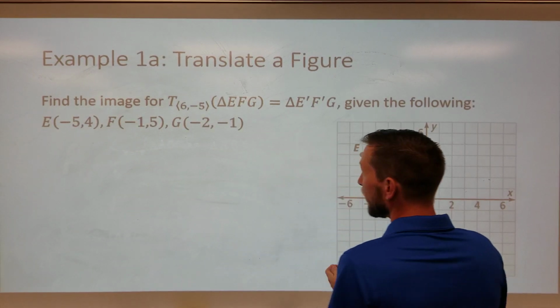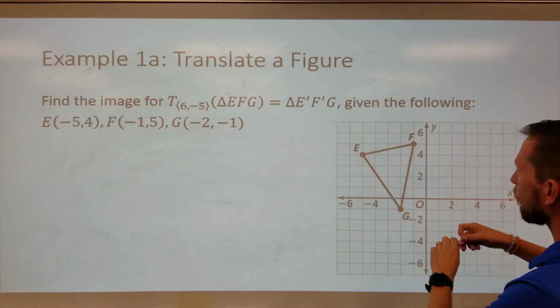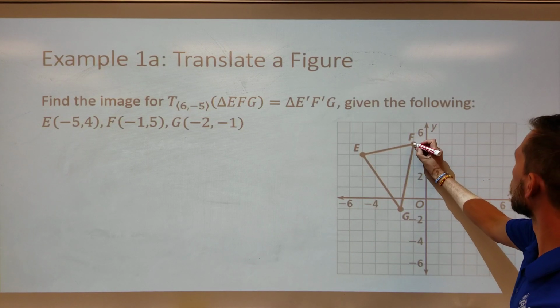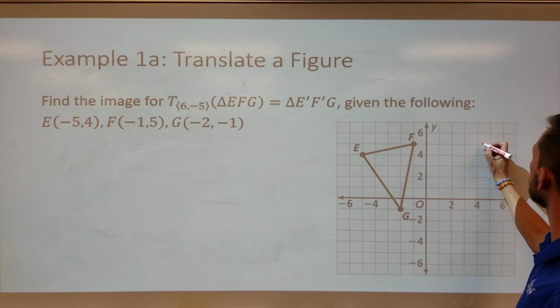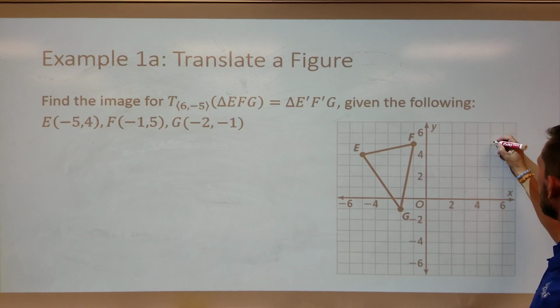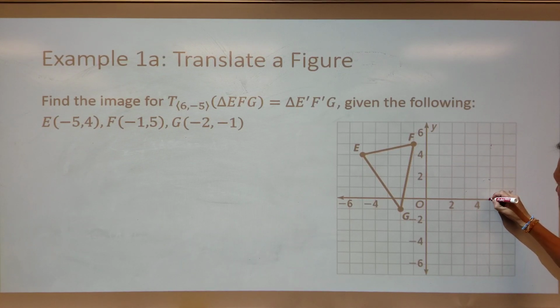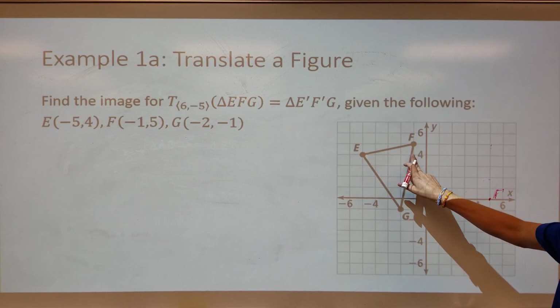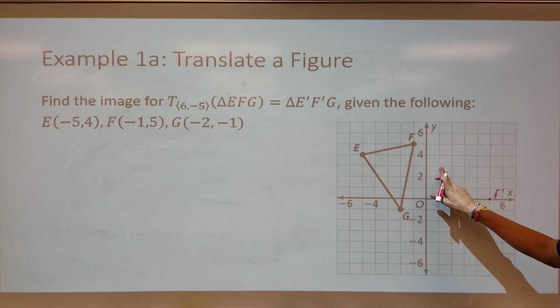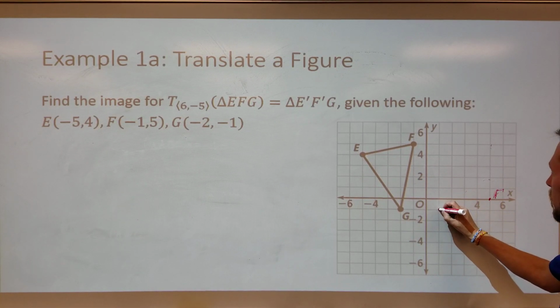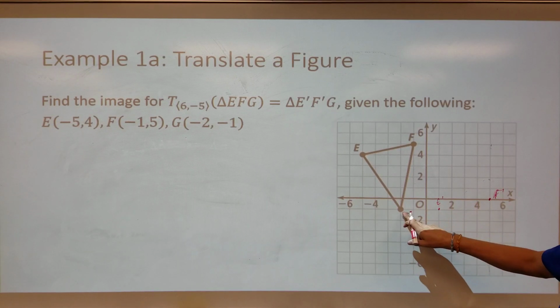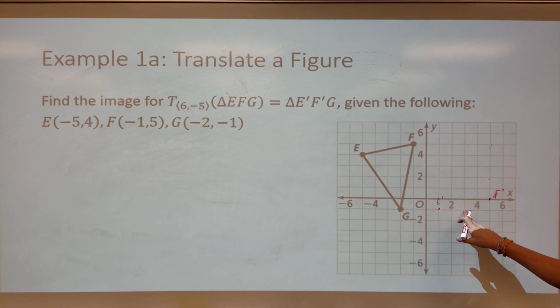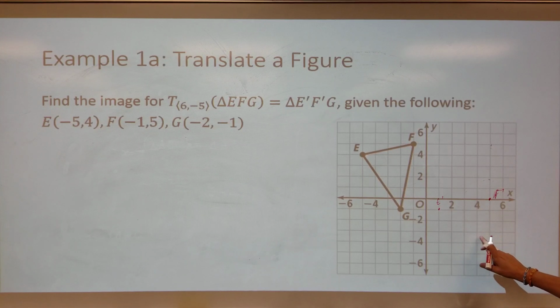We can pick any one of these points, E, F, or G, and go to the right 6, 1, 2, 3, 4, 5, 6, and then down 5, 1, 2, 3, 4, 5, and that would give us our F prime. We can do the same thing with E, to the right 6, and then down 5. This is going to be E prime. And then with G, right 6, and then down 5. This would give me G prime.